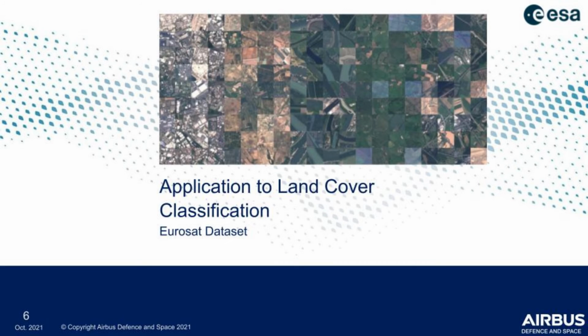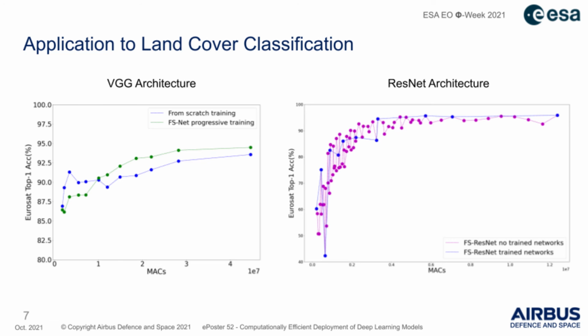Now, I will present results for 2 use cases. First, application to land cover classification with the Eurosat dataset. The graph on the left highlights Eurosat top 1 accuracy according to the Mach number. Each point on the green curve is a subnet in the FS-VGG family. Each point on the blue curve is individual training, which means that all network has been trained from scratch and independently. One may observe that our method can generate with a single training a family of networks that perform as well as if they were trained separately.